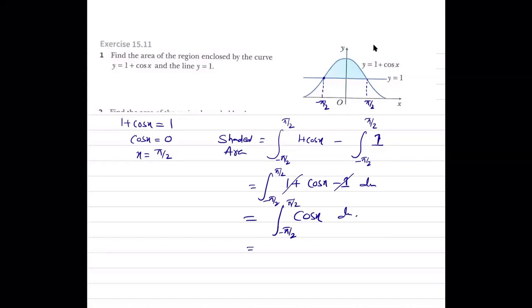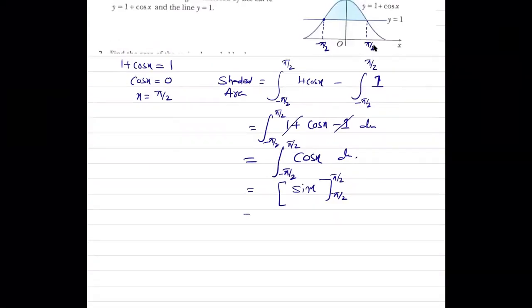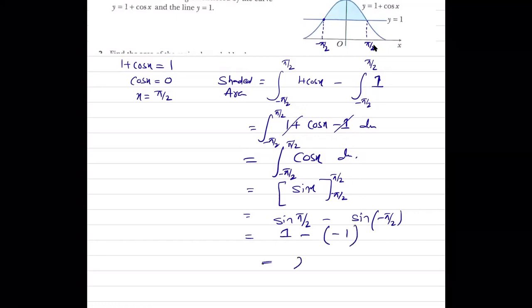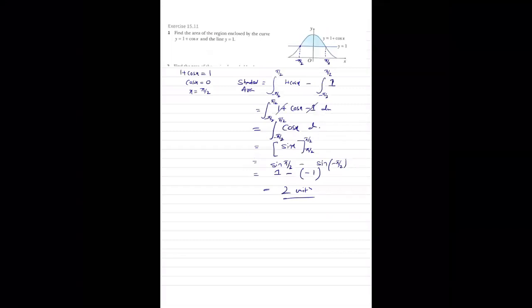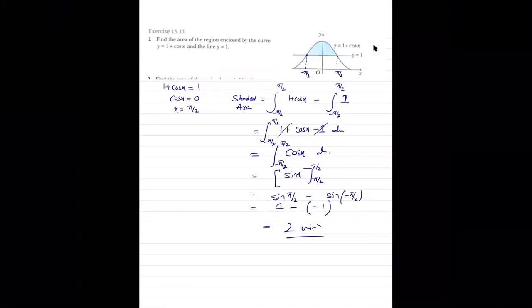Cos x integration is sin x. Limits is pi by 2 to minus pi by 2. So sine of pi by 2 minus sine of minus pi by 2. Sine of pi by 2 is 1, minus sine of minus pi by 2 is minus 1. So the answer comes out to be 2 units square. Okay. Is that clear? Yeah, sir, it's clear.